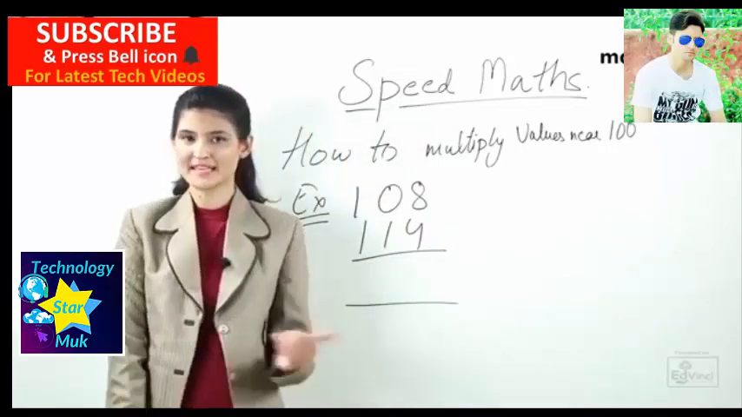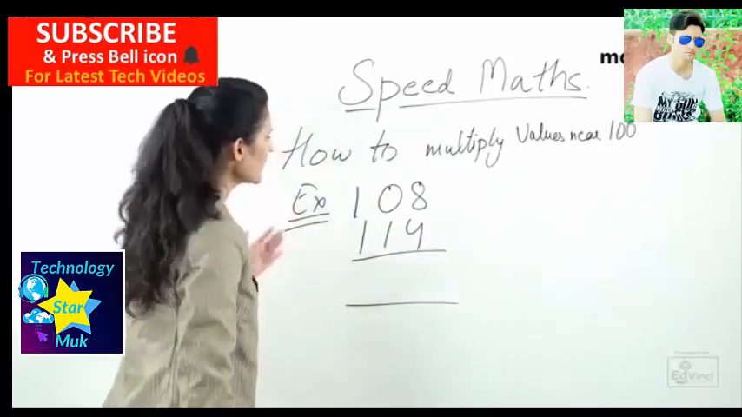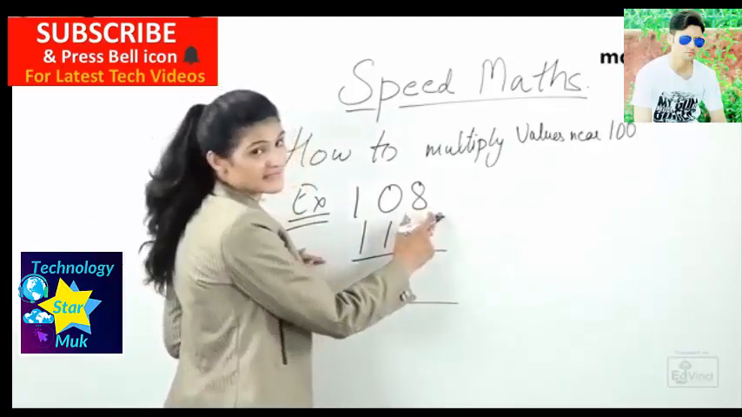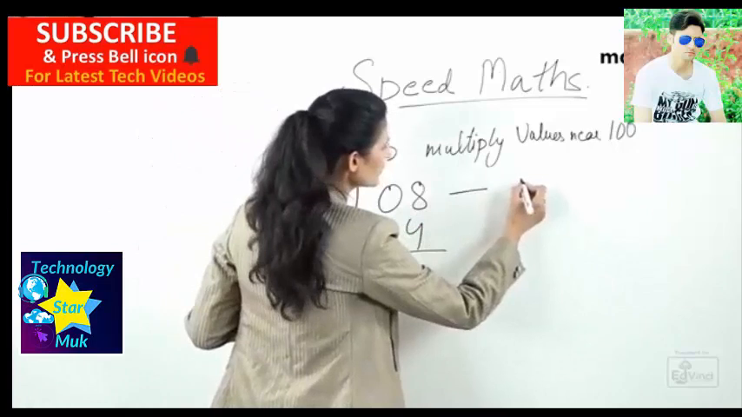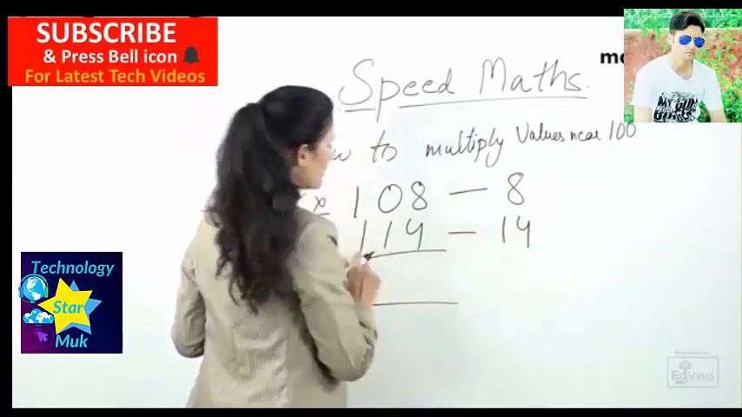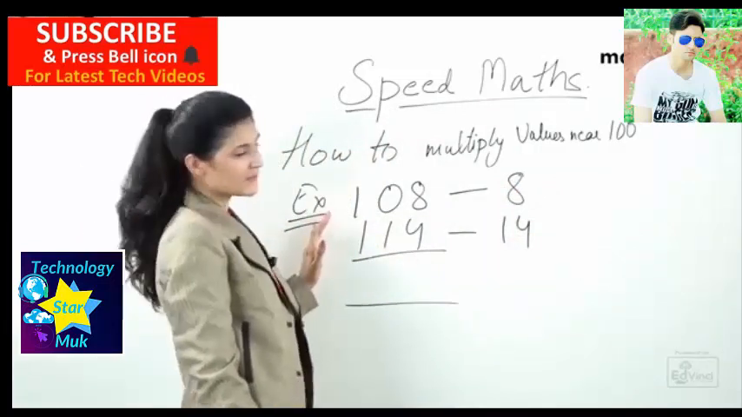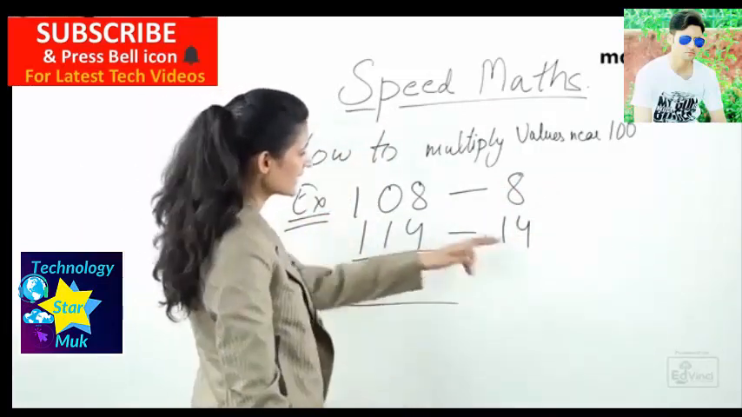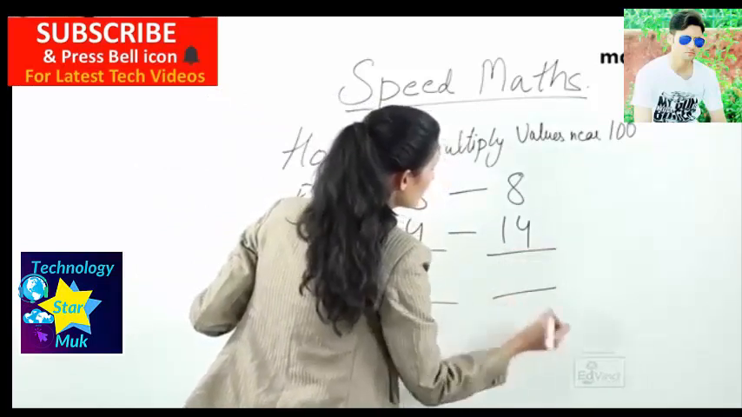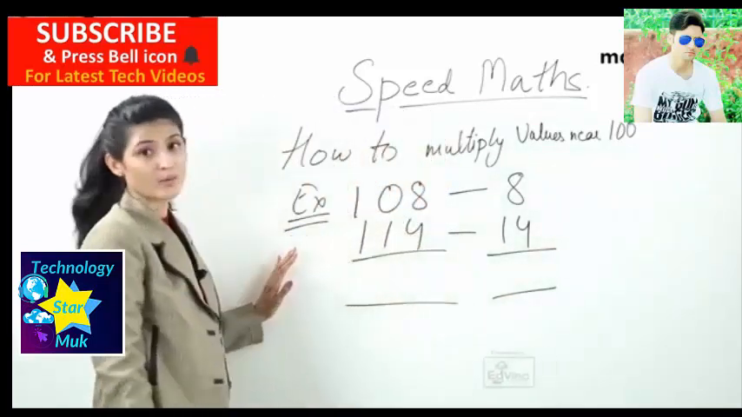So let's move to the next example where we are multiplying 108 into 114. Step number 1, base is 100. Step number 2, the differences. For 108 it is 8 and for 114 it's 14. Step number 3, multiply the differences. When we multiply the differences, our answer is 112.